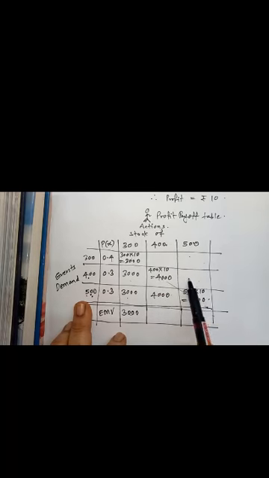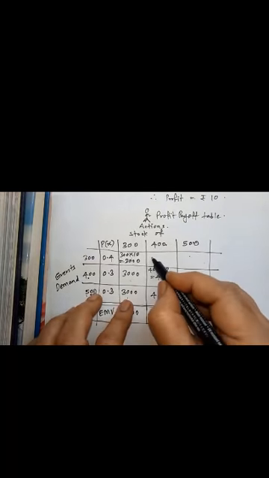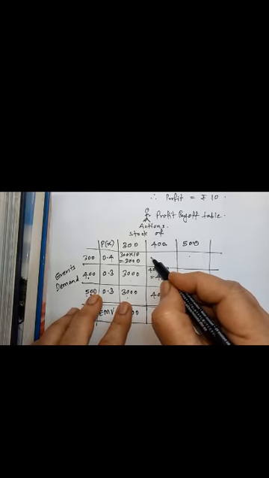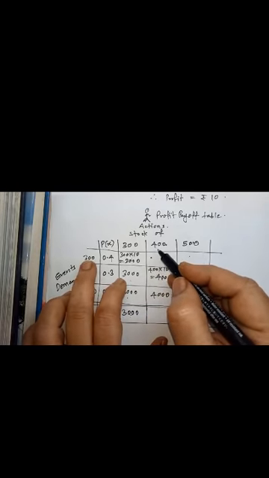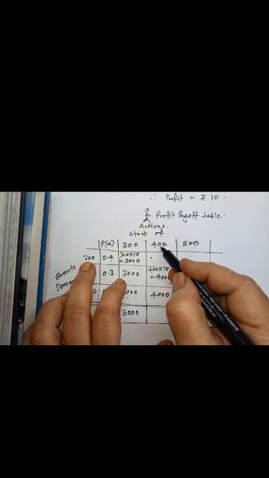Now we have to fill these three boxes. Now try to understand what is happening here in this particular box. Your demand is of 300 units, but stock is of 400 units.